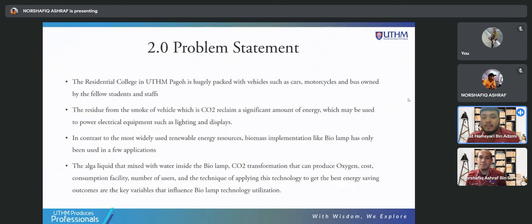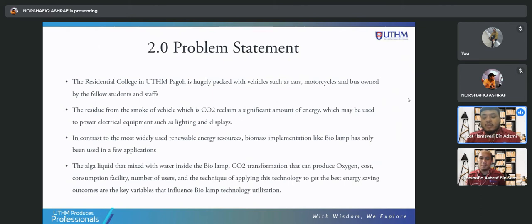For the problem statement, the residential college in UTHM Pagoh is usually packed with vehicles such as cars, motorcycles, and buses owned by the fellow students and staff. The residue from the smoke of vehicles, which is CO2, contains a significant amount of energy which may be used to power electrical equipment such as lighting and displays.